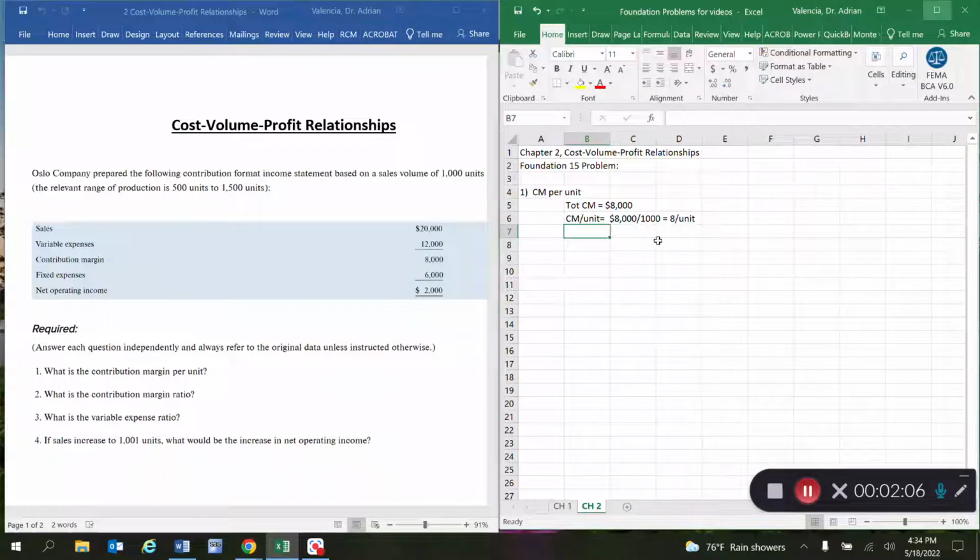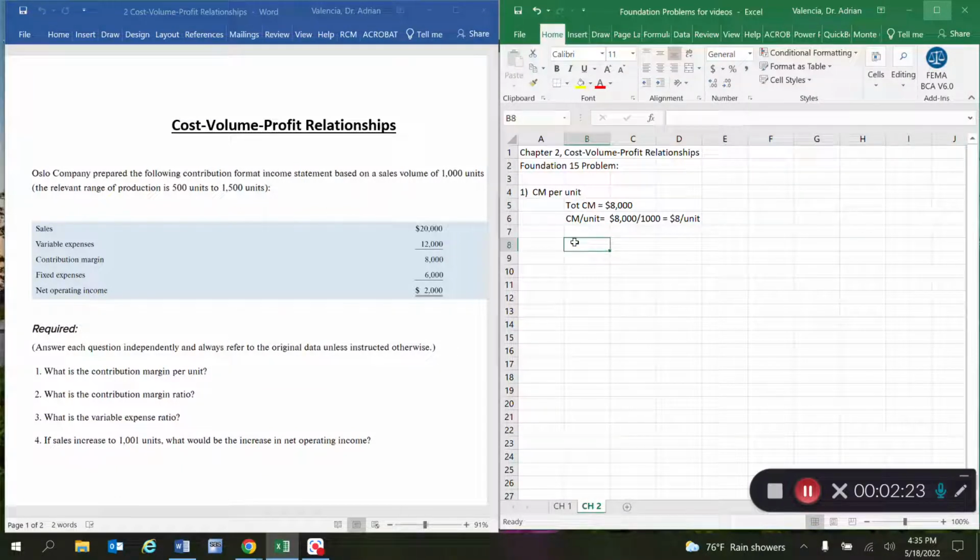For every unit that we sell, once we cover variable cost, we are left over with $8 per unit to cover fixed cost and or generate profitability for us. And that's the way we can think about contribution margin.